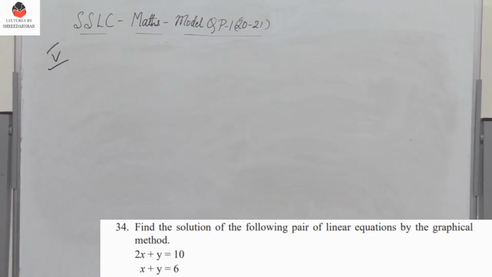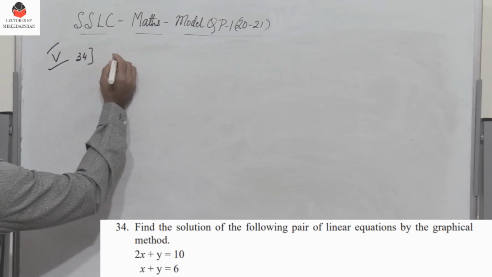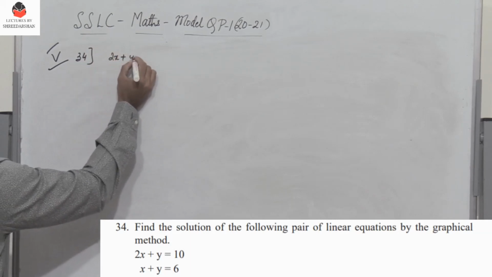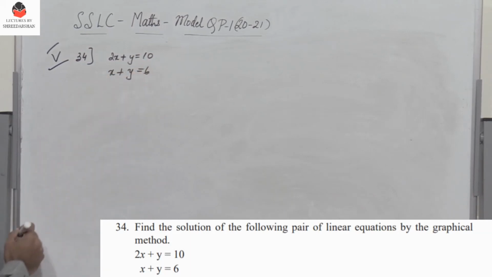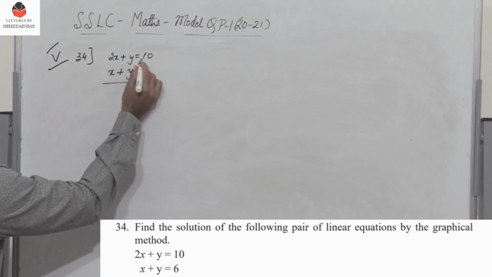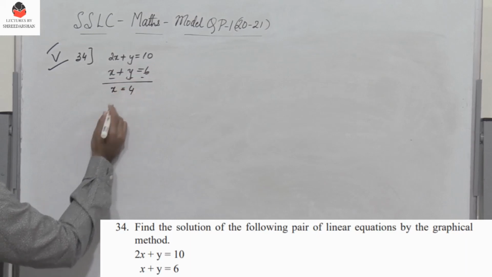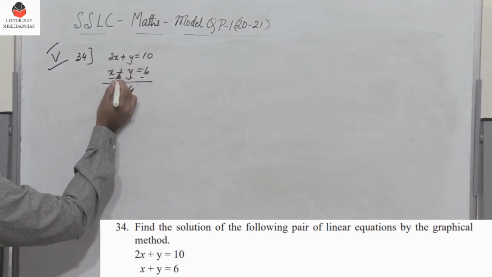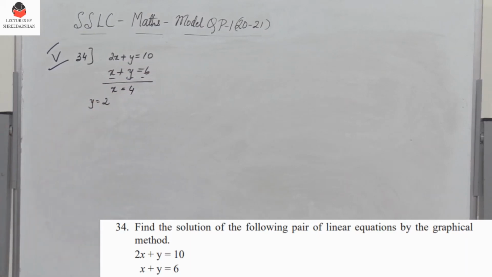So next we move on to problem 34. Solve using graphical method. So we have 2x plus y equals 10 and x plus y equals 6. To solve it using the graphical method, let me first find out the value of x and y so that it becomes easier. So I have 2x plus y, so let me subtract. I get x equals 4 directly because y gets cancelled. If I put the value of x here, y equals 2. So x is equal to 4, y is equal to 2.